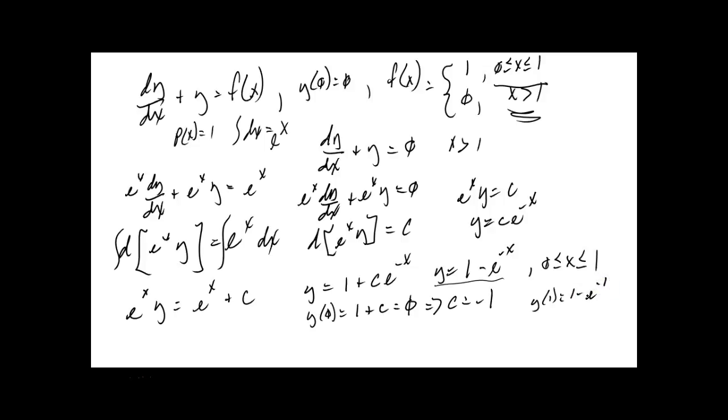Okay? Well, we want this one also to be that at x equal 1. So that'll be y is equal to c e to the minus 1, and we want that to equal 1 minus e to the minus 1. Okay? We want the value here when x equals 1 to be the same as the value here when x equals 1. So it will be continuous at that point. This is what it is there.